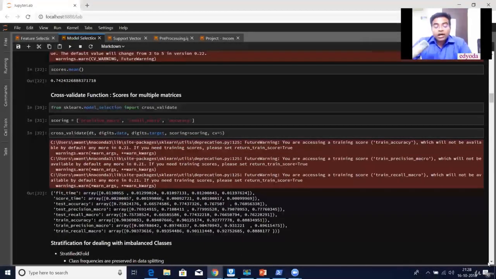The next way to do this is using the cross validate function. Now, after cross val score, we'll see cross validate, which is much more flexible and provides a lot of information.